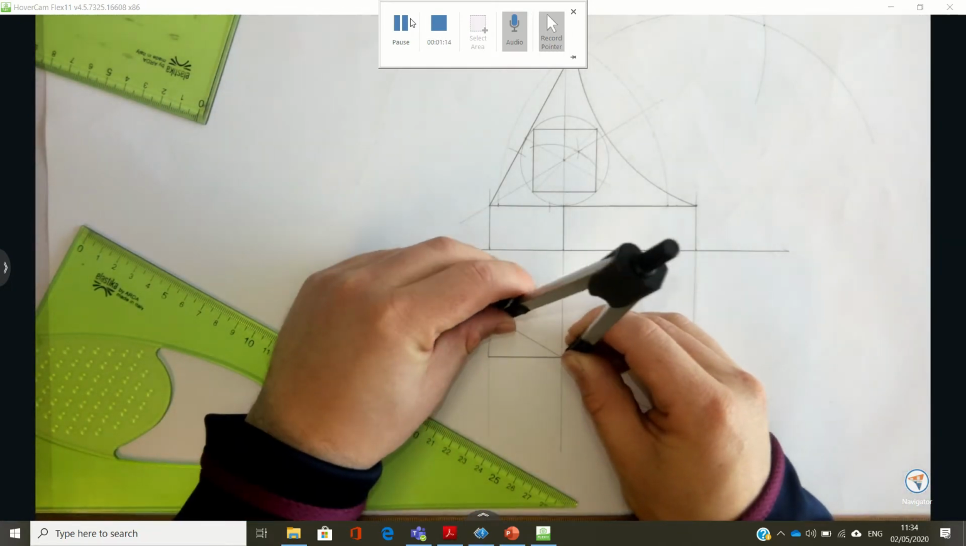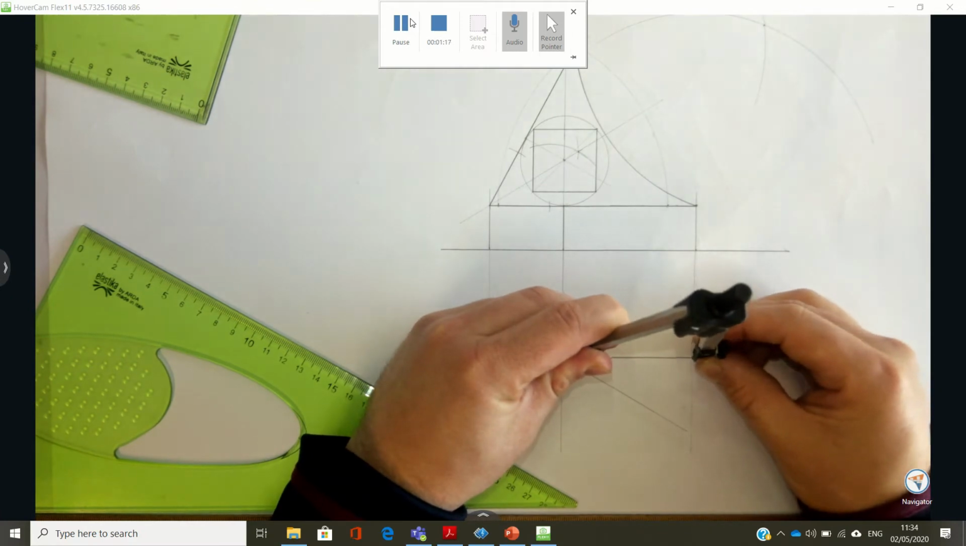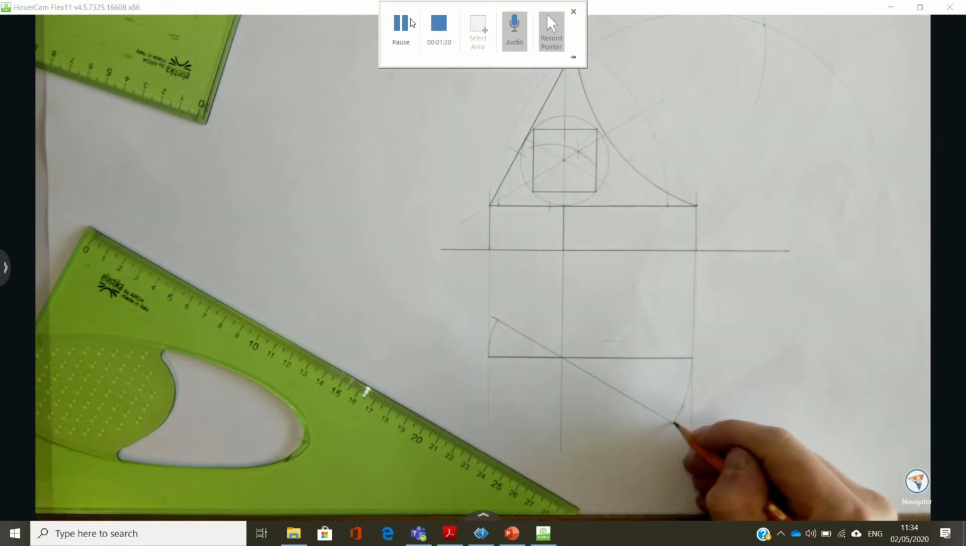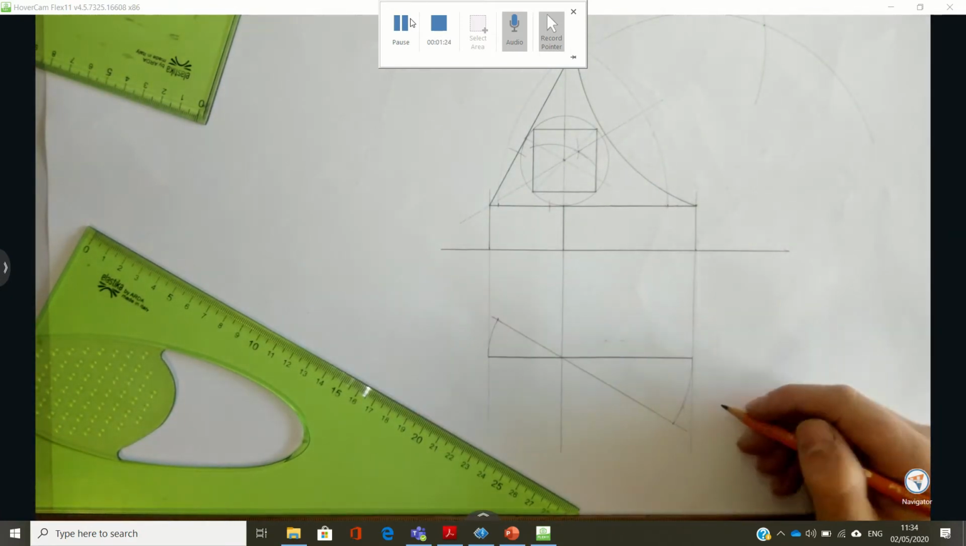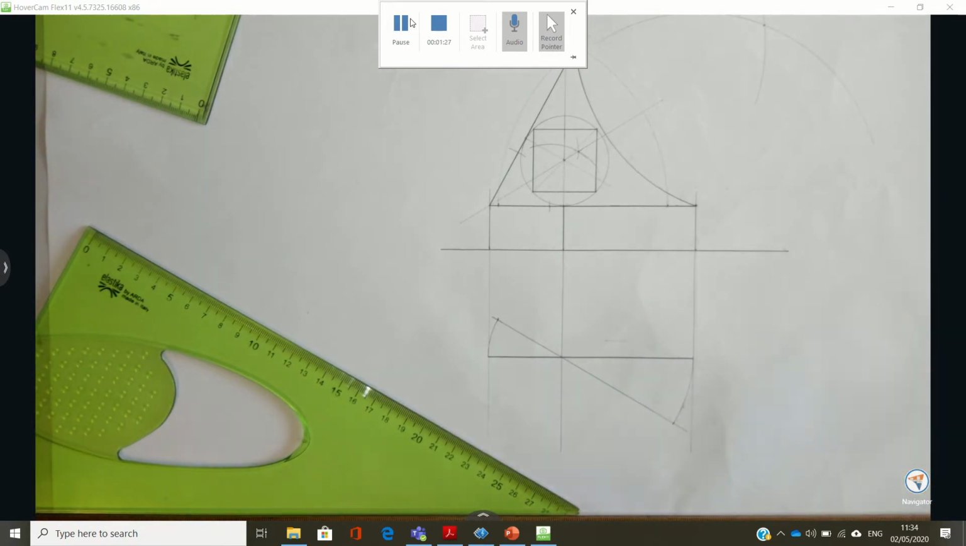So I have to swing the two end points of the sail in plan onto the 30-degree line, so I can shortly begin constructing my end elevation.